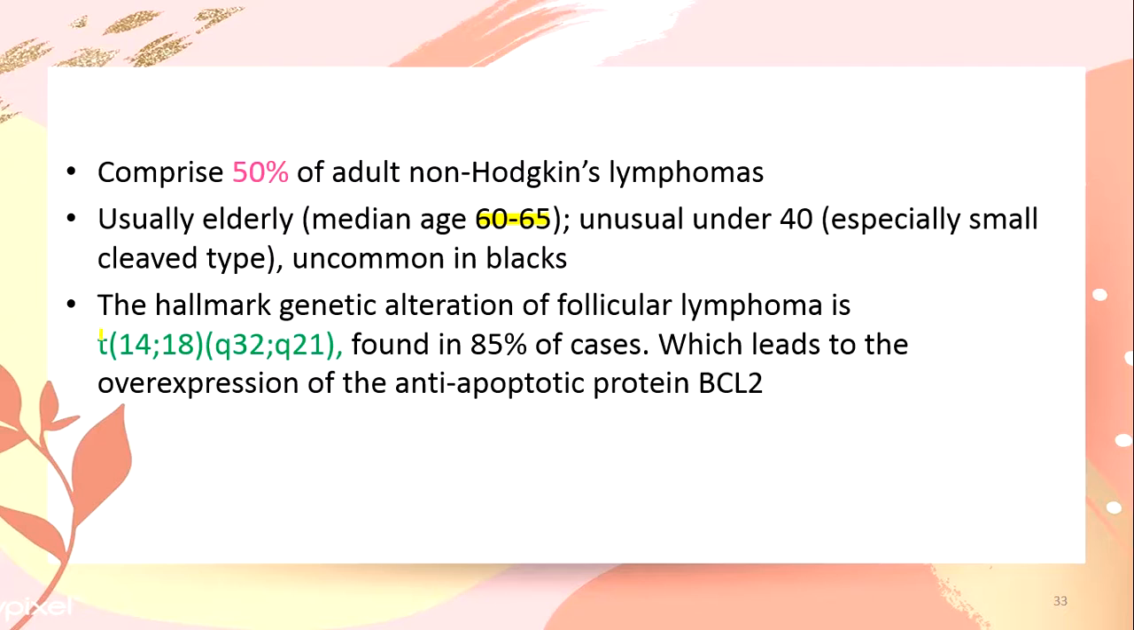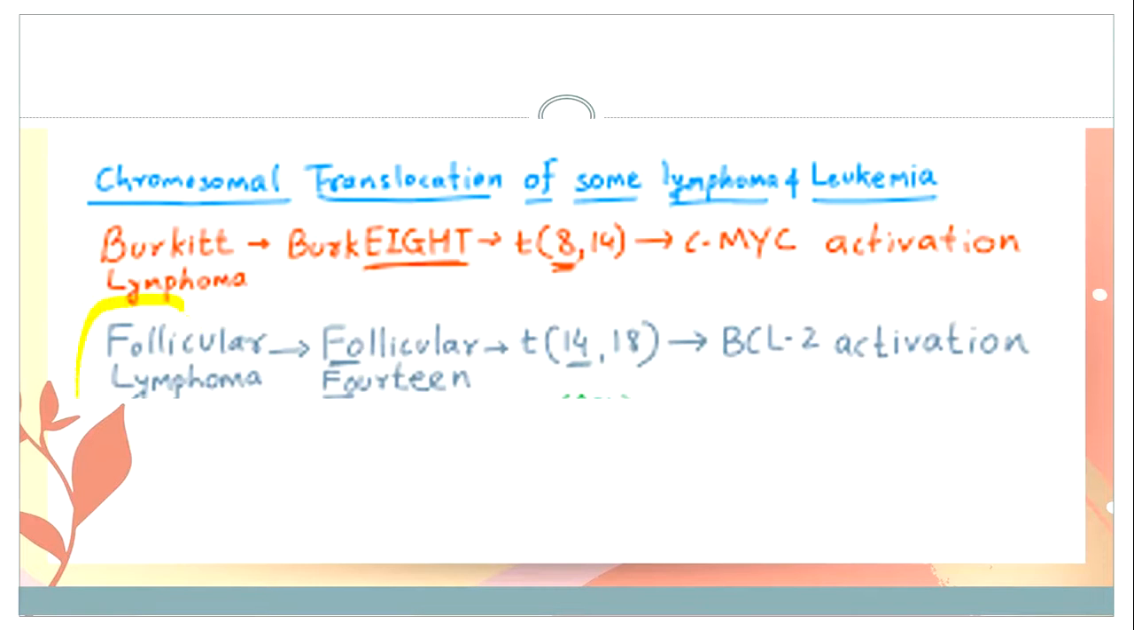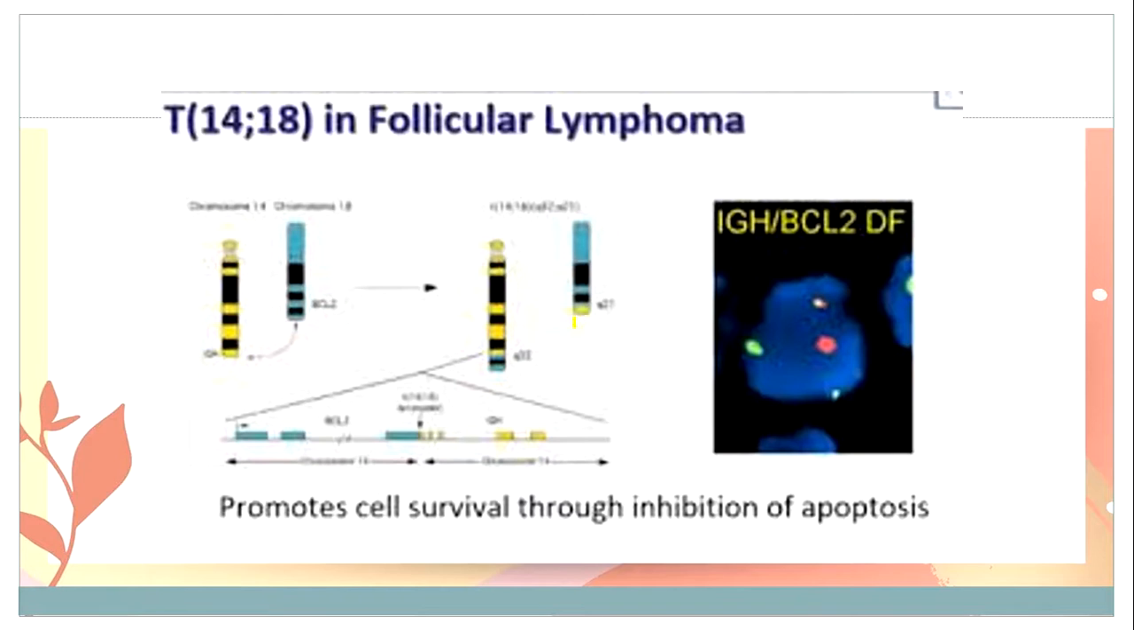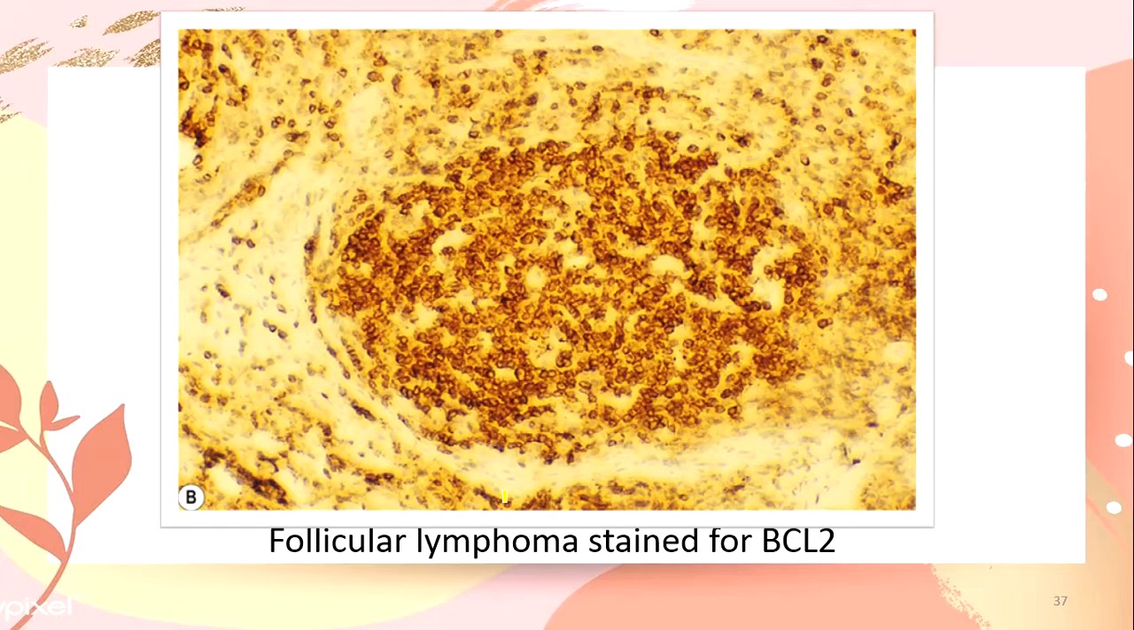And you have to remember the chromosomal translocation which is seen in follicular lymphoma: T(14;18), which leads to overexpression of BCL2, anti-apoptotic protein. You can remember follicular lymphoma, F and F, for 14-18 translocation. And this translocation promotes cell survival through inhibition of apoptosis. Here you can appreciate the presence of expression of BCL2 in follicular lymphoma.